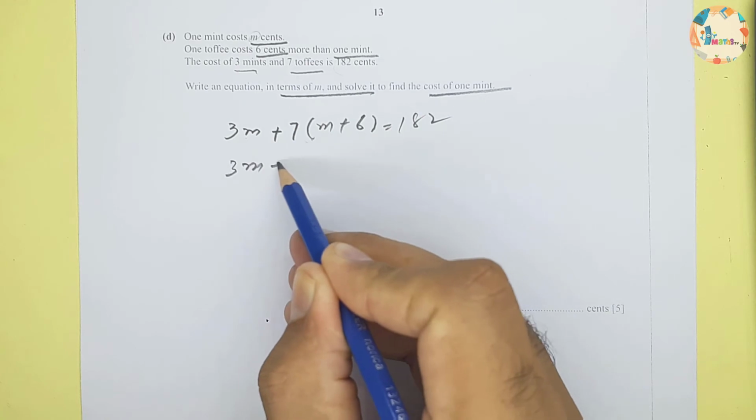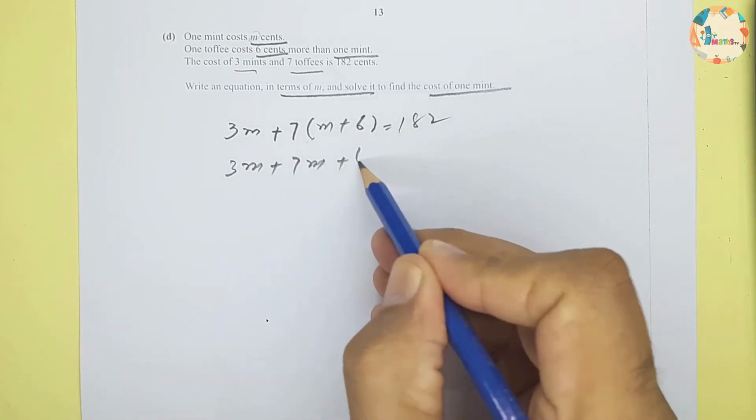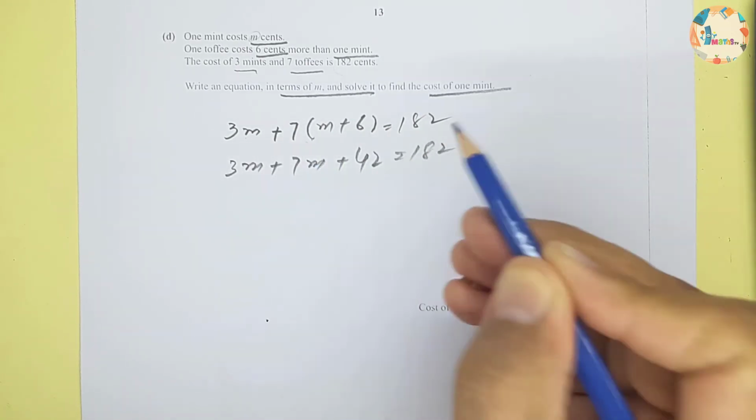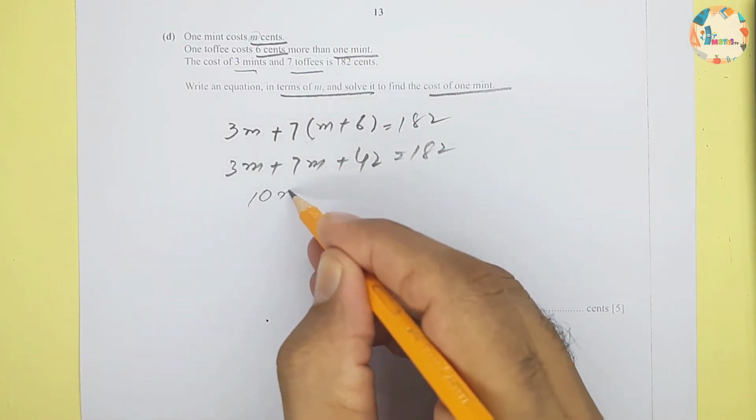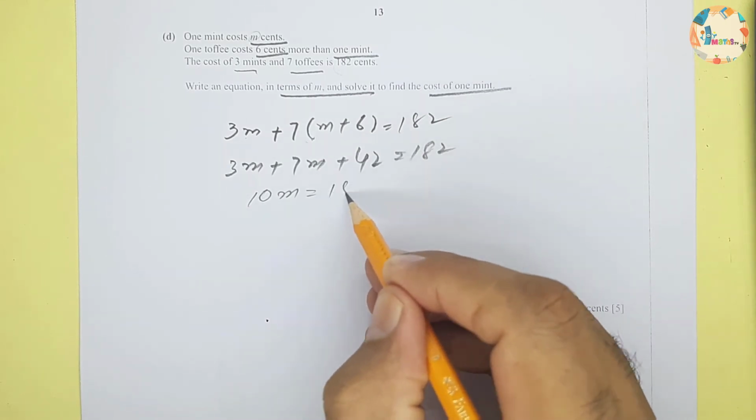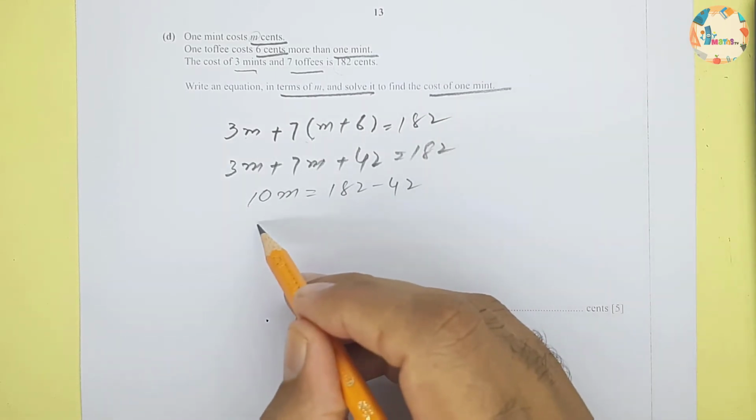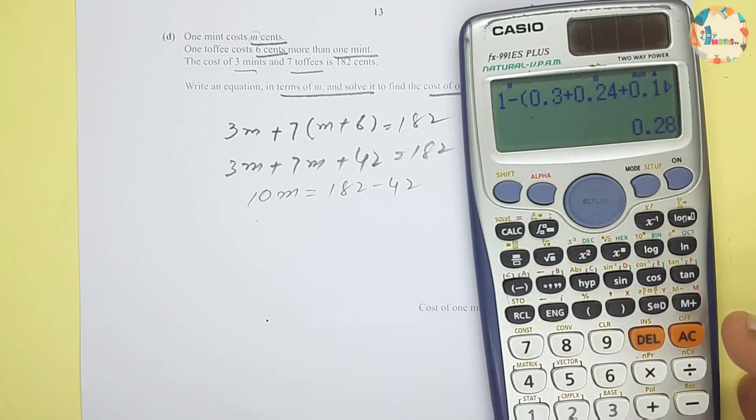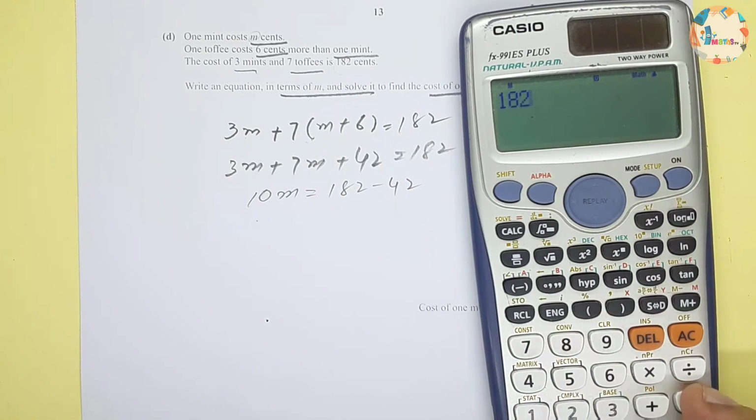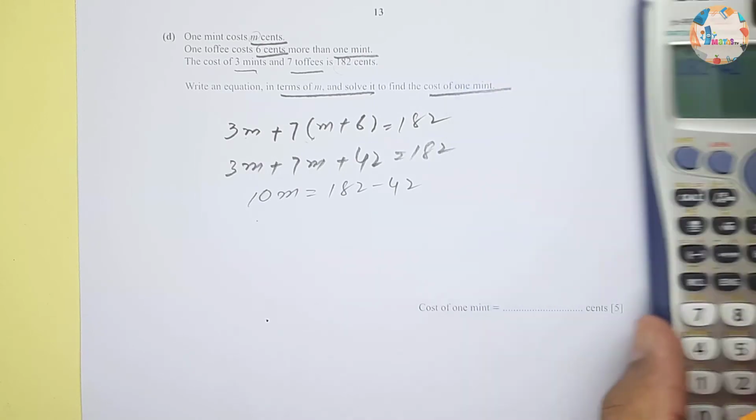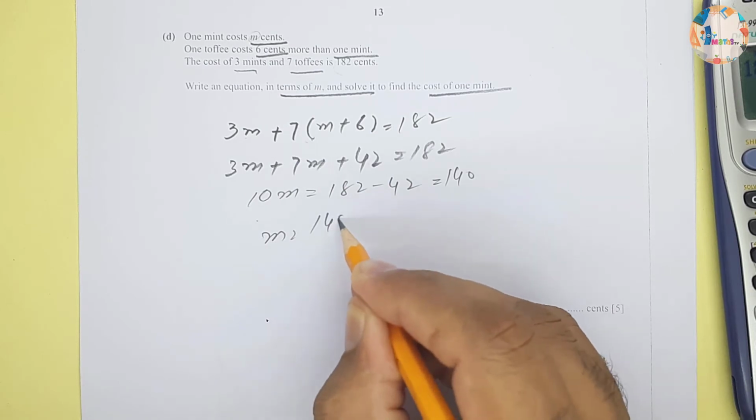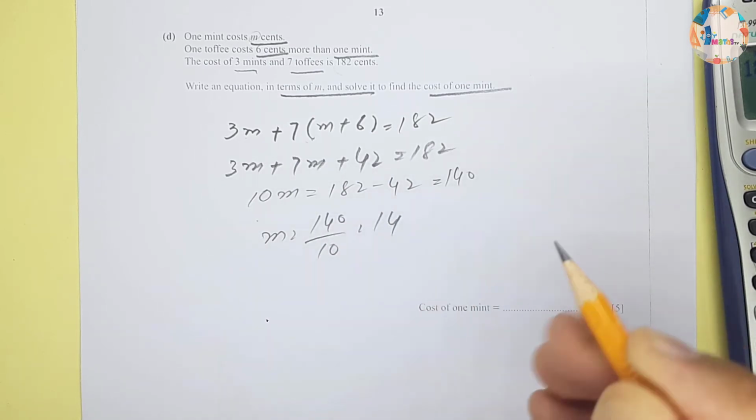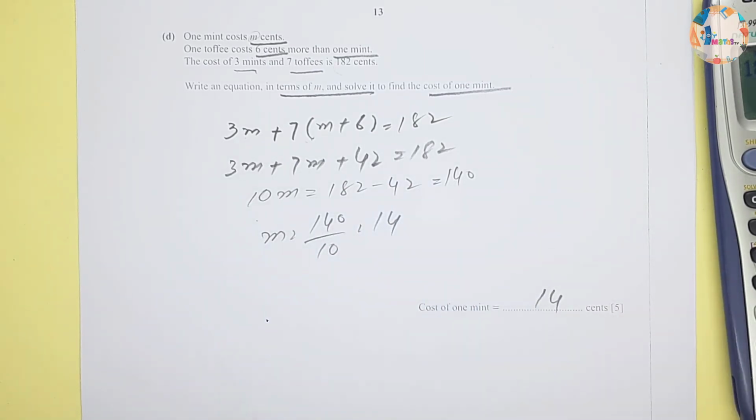So 3m plus 7m plus this will be 42 is equal to 182. And further we can simplify. This will be 10m is equal to 182 minus 42. 182 minus 42 will give us 140. So m will be equal to 140 over 10, which is equal to 14. So m is equal to 14 cents will be our answer.